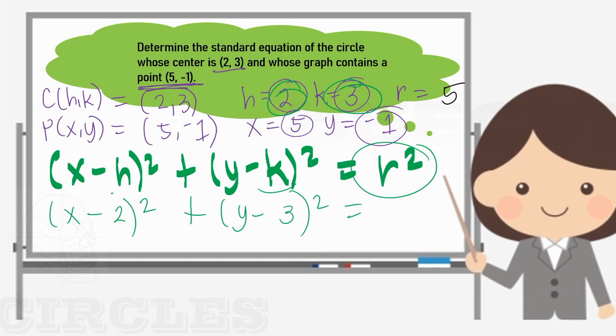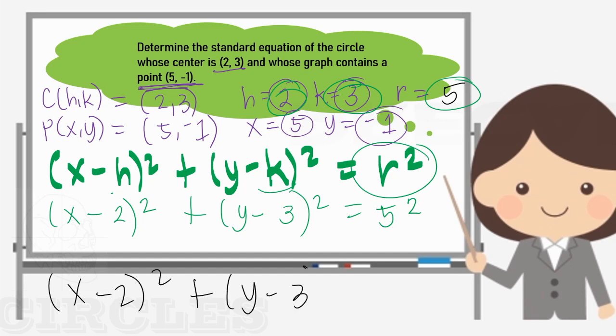Since nahanap na natin yung r, so ito yung nahanap natin, diba? Yung 5. Then, 5 squared. So, the final equation will be x minus 2 squared plus y minus 3 squared is equal to 25.